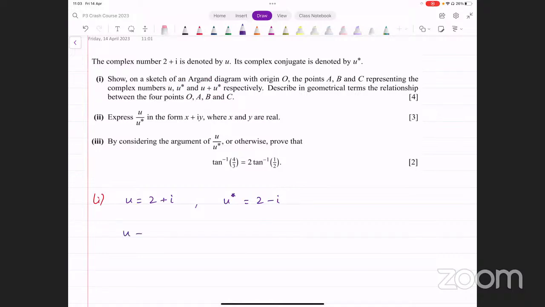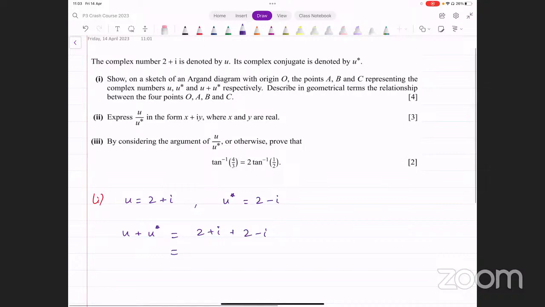u plus u conjugate, what would that be? 2 plus iota plus 2 minus iota. What does that give us? That gives us just 4. This is another point that we have.